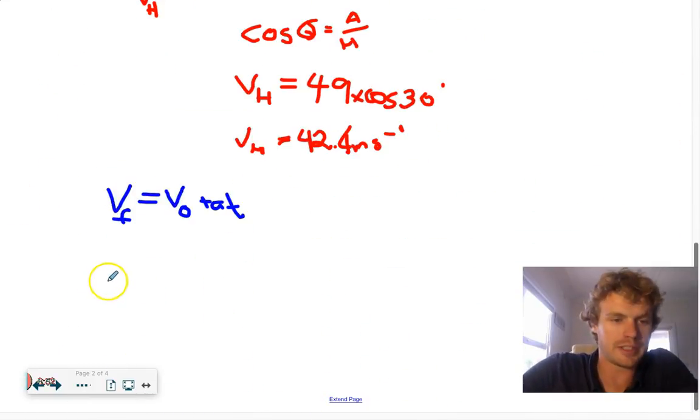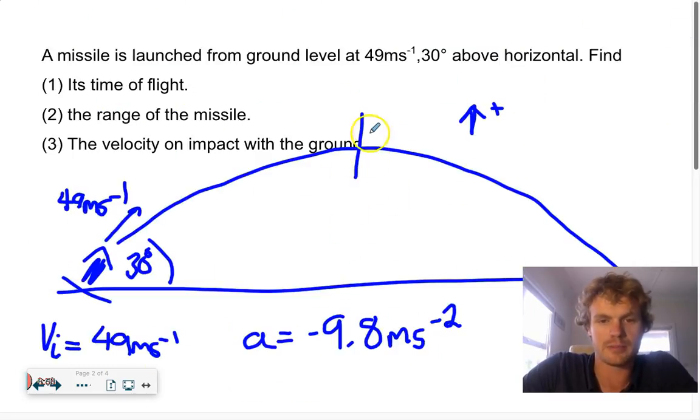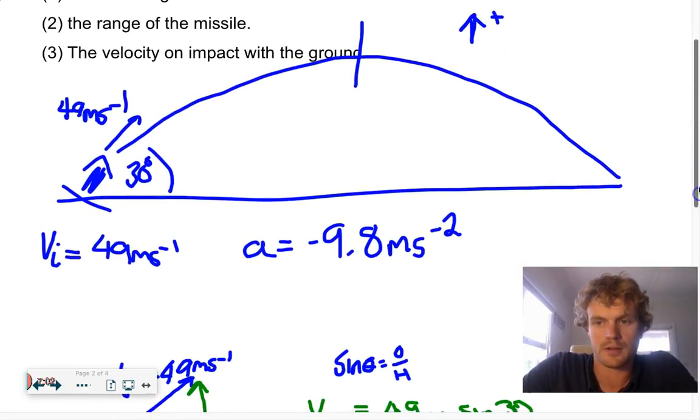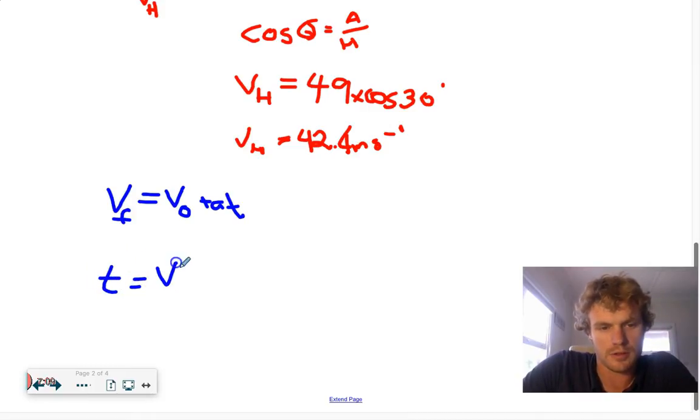So I'll use this formula. My V final, because I'm dealing with the first half of the flight, from here to here, my final velocity in the vertical direction is equal to 0. And I just have to rearrange to find t. So t is equal to Vf take away V naught over A.